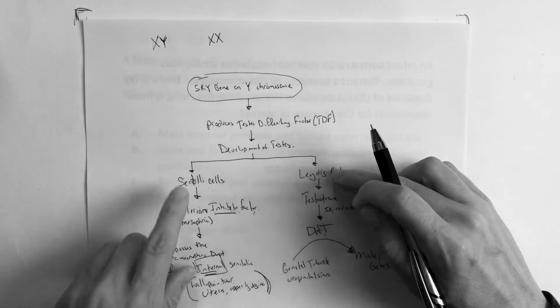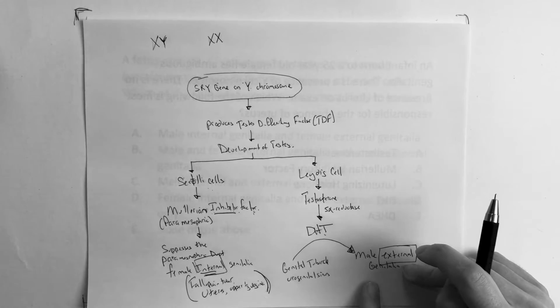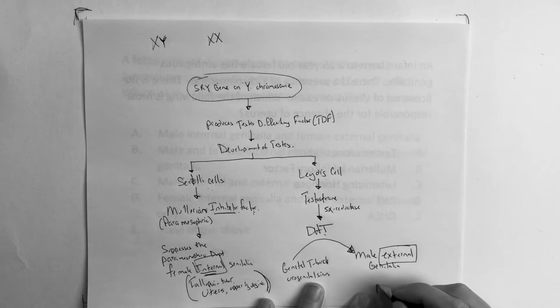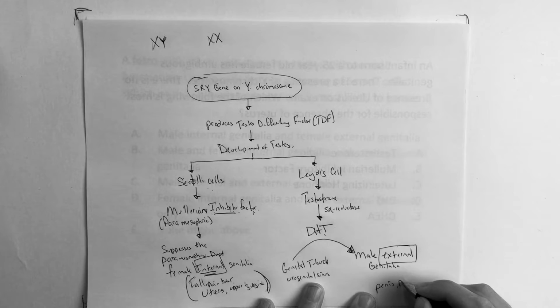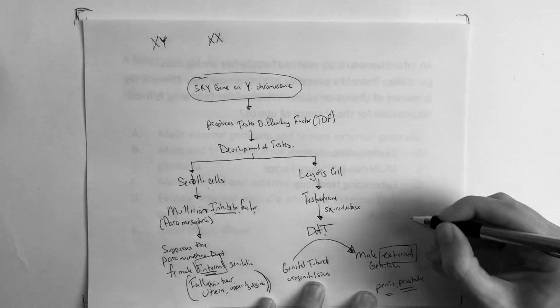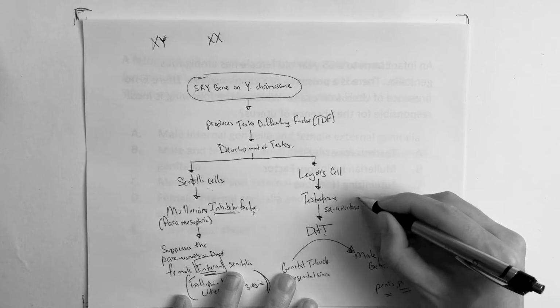So all you've got to do here is memorize what's made, and then eventually we can go back and figure out where the problem is, and then you can understand how the person came to be like that. So male external genitalia and prostate. And so the last little piece of this is going to be testosterone.